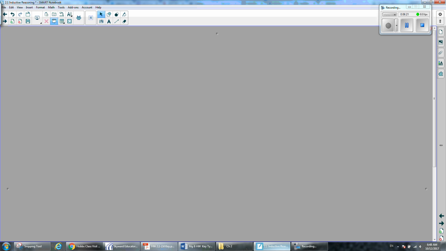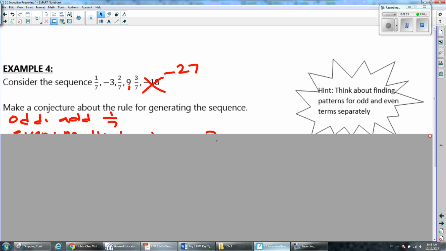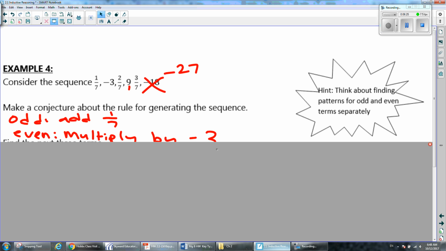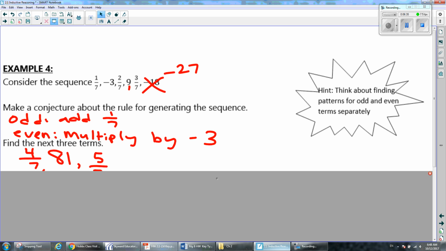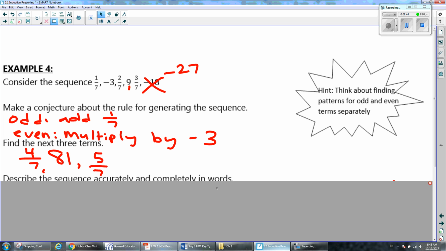For the odd numbers, we're just adding 1/7 each time. 1/7 to 2/7 to 3/7. For the even, we are really multiplying by -3. Okay, so then we're back at a fraction. That's 4/7. When we took -27 times -3, we got 81. And then when we added another seventh, we got 5/7 for the odd terms.